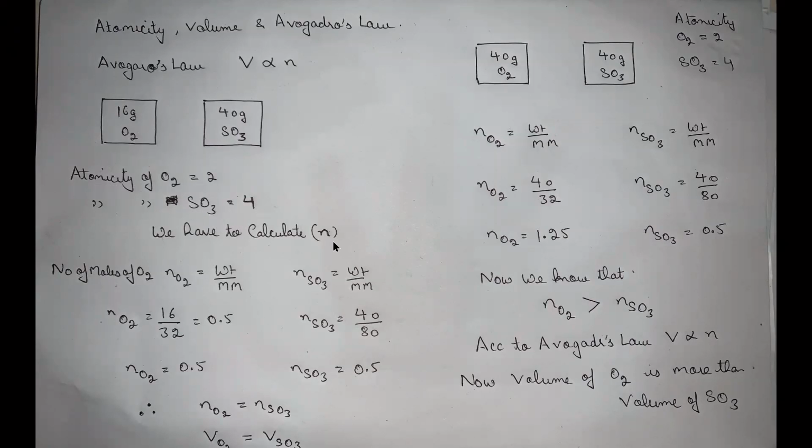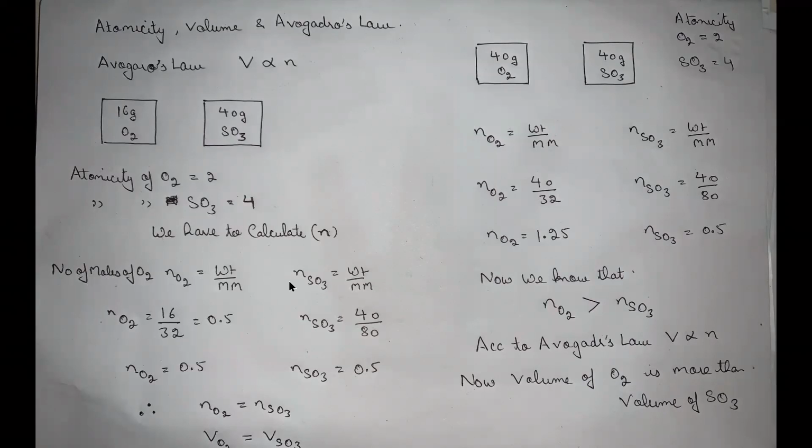Now we have to calculate the number of moles to bring about this relationship. Number of moles of oxygen: the formula to calculate number of moles is given weight by molar mass. And the given weight for oxygen is 16 gram. So we have to divide 16 gram by 32, which is equal to 0.5. So number of moles of oxygen gas is equal to 0.5 moles.